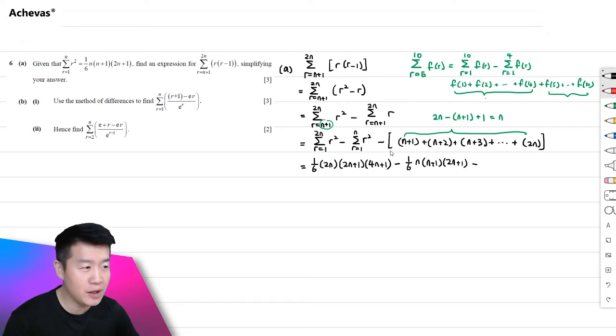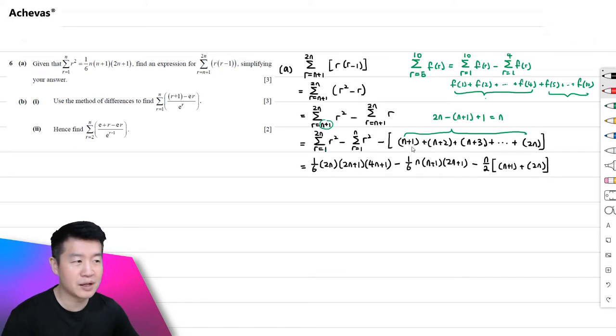So anyway, this will become this, this will become this. And as for this, I'm going to use a sum of AP formula. The number of terms, which is n, divided by 2. And then the first term, n plus 1, plus the last term, which is 2n. Okay, n plus 1 is the first term, last term is 2n. We got to simplify this.